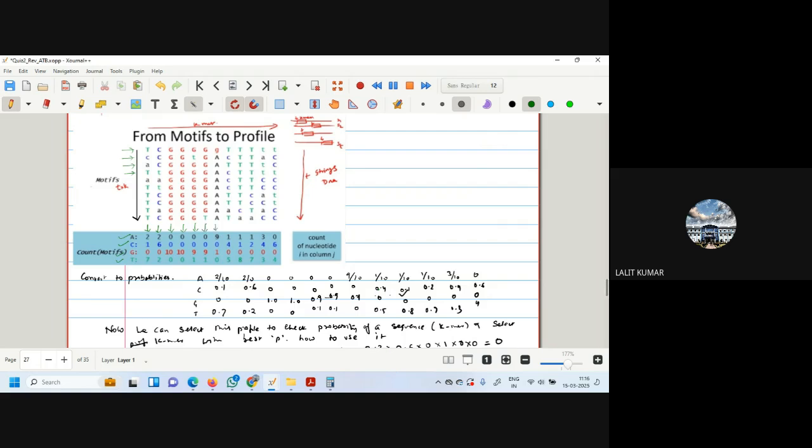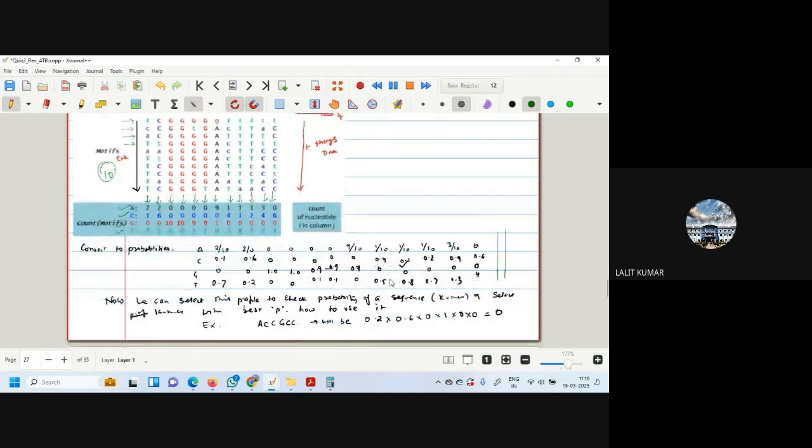Now from this profile, we convert it into probabilities. The number of rows is 10, so this will become 0.2, this will become 0.1, this is 0 and 0.7. So this is your profile based on probabilities. Now that you have this profile from all the motifs, you can check the probability of a sequence and select the k-mer with the best probability.